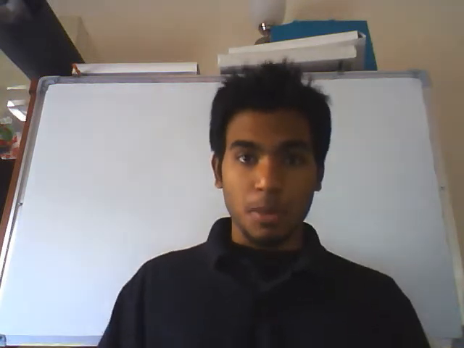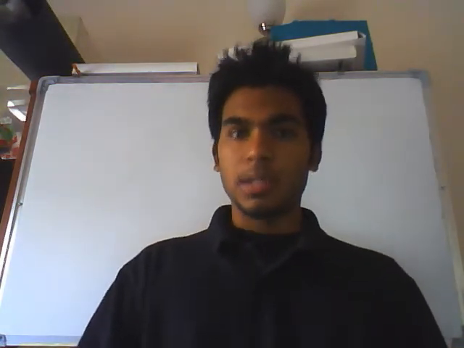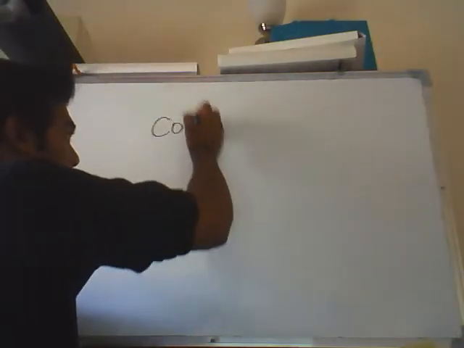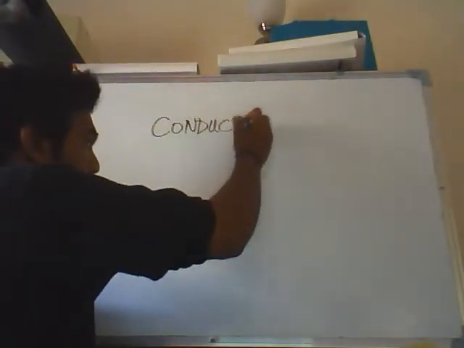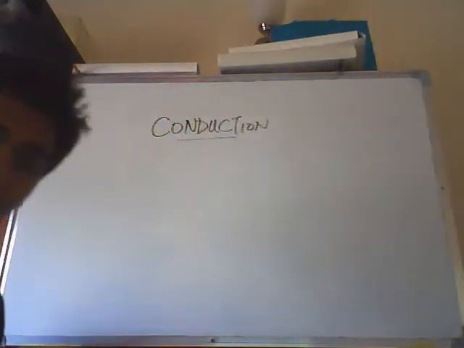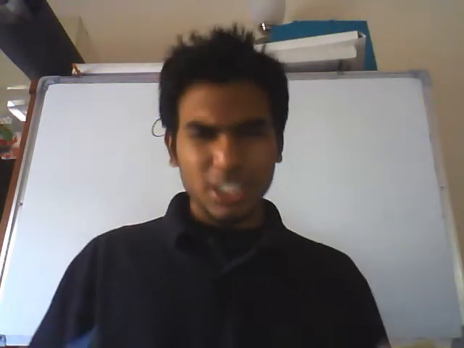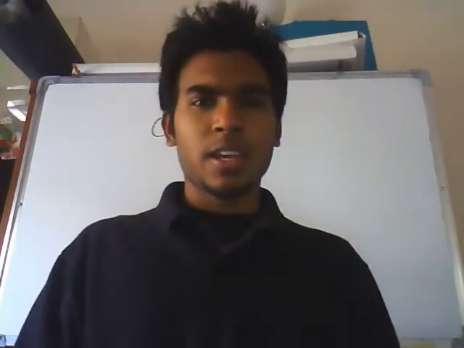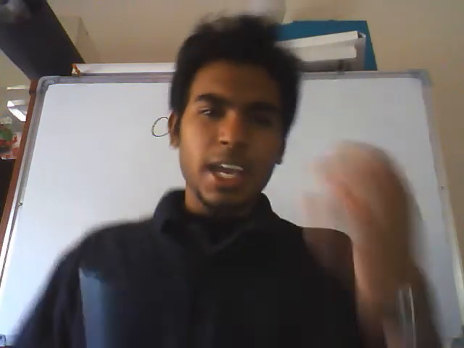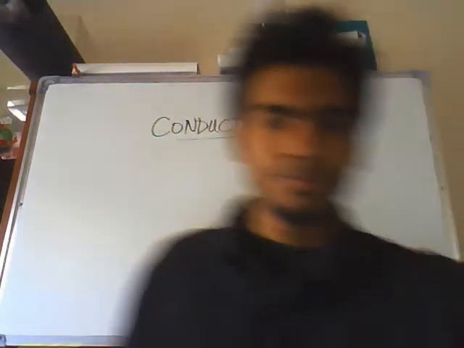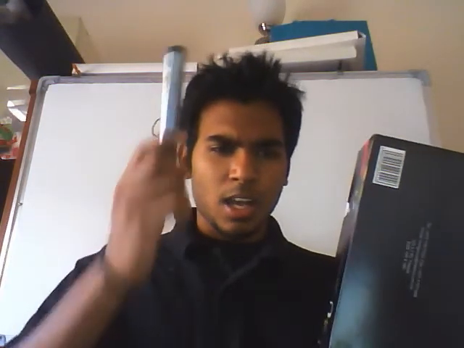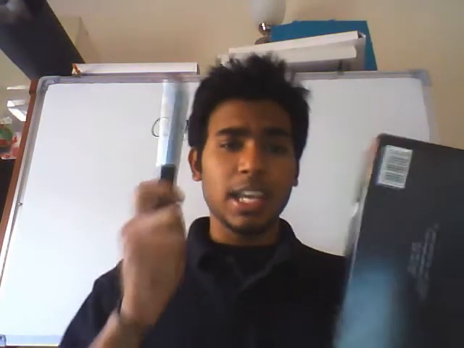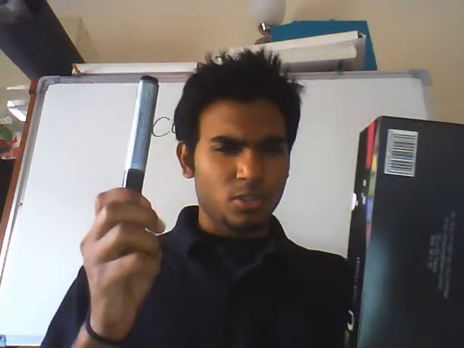Now we're going to look into the second way of charging a body. The second way to charge a body is by something known as conduction. Now what is conduction? Well, conduction just means touching something. If I have a neutral body, that's neutral. I have a charged body. Let's say this is negative. This is negative, this is neutral.